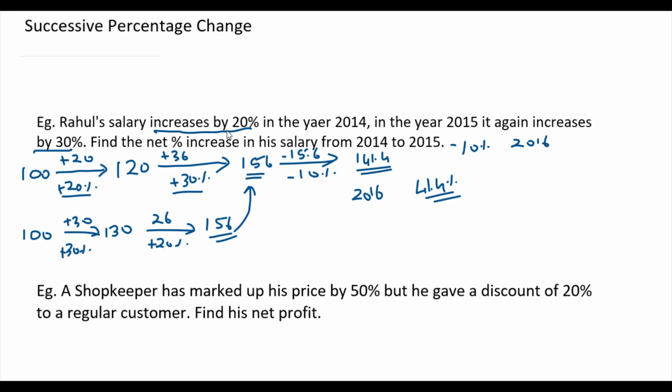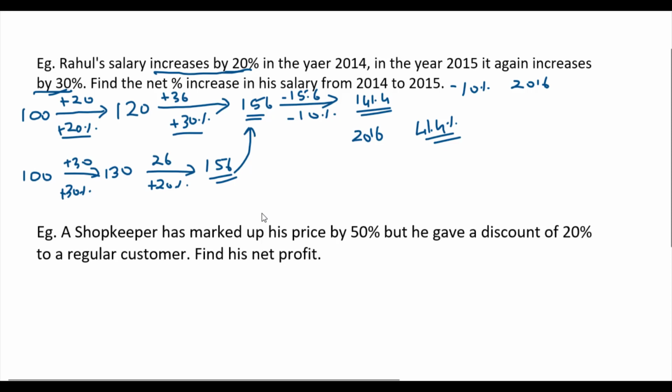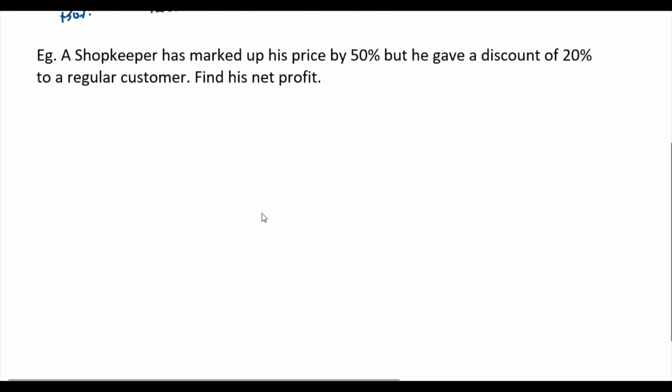You can apply 20% first or 30% first. You will get the same answer. So this is about successive percentage change. Let us take one more example. In this example, a shopkeeper has marked up his price by 50%, but he gave a discount of 20% to a regular customer. Find his net profit.